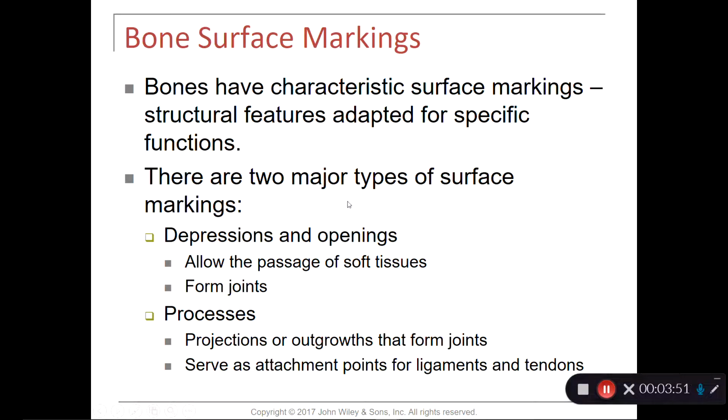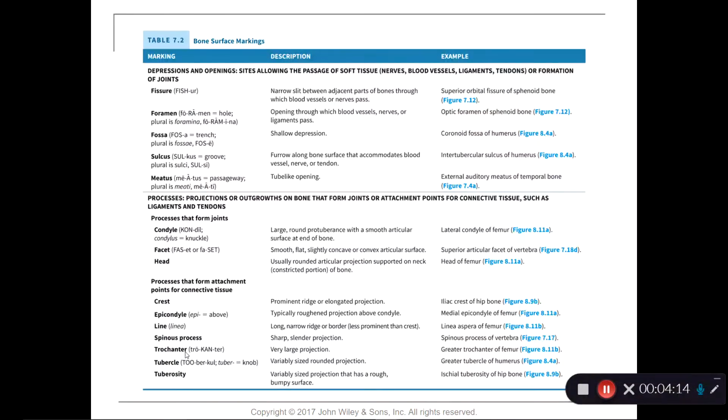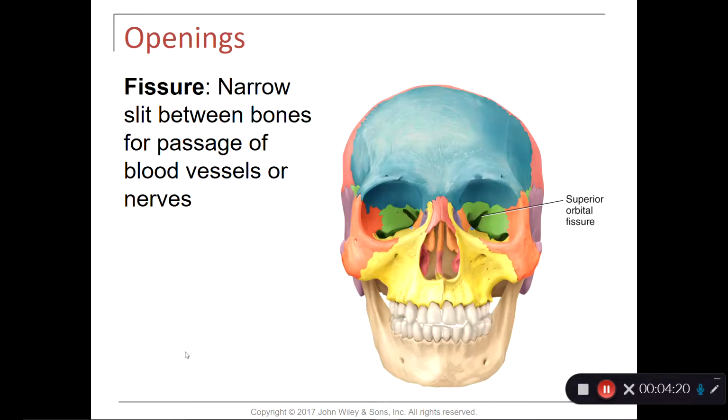There's two major types that you could lump everything in together. You could do depressions and processes. Depressions being like indentations almost into the bone, while processes are things that project out from the surface of the bone. Usually they serve as some type of landmark. They might attach to something, such as a ligament or a tendon. And let's go ahead and just dive into it. Here's your list of everything that we're going to be looking at, but we're going to take it piece by piece. We're going to start off with the depressions and openings.